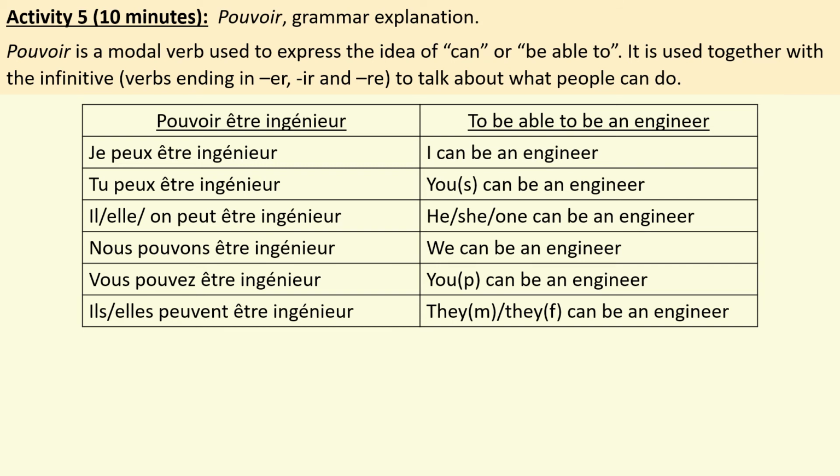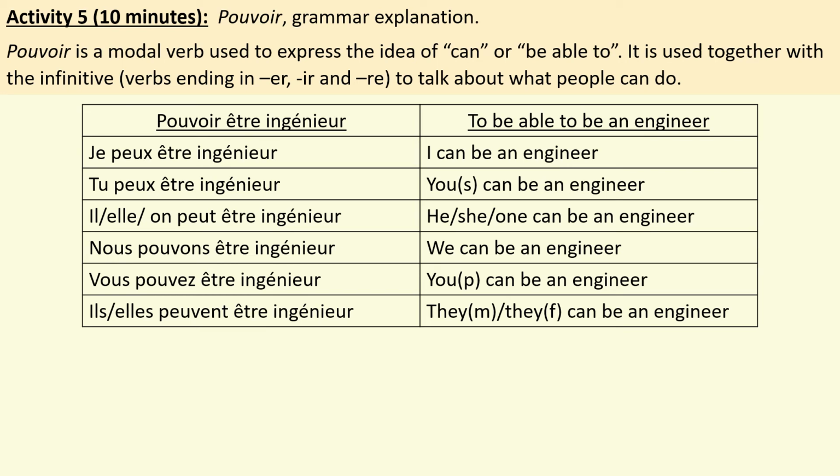Here is an example. Pouvoir être ingénieur. Je peux être ingénieur. Tu peux être ingénieur. Il, elle, on peut être ingénieur. Nous pouvons être ingénieurs. Vous pouvez être ingénieur. Ils, elles peuvent être ingénieurs.